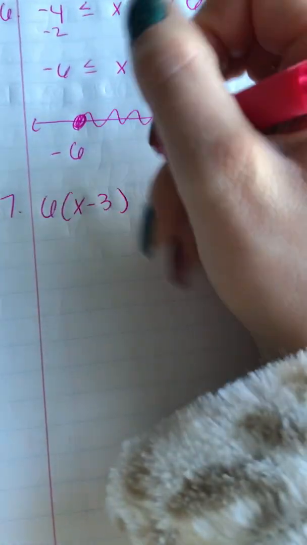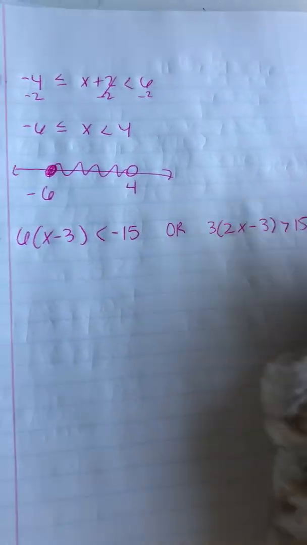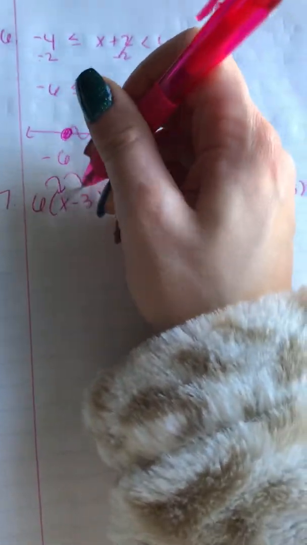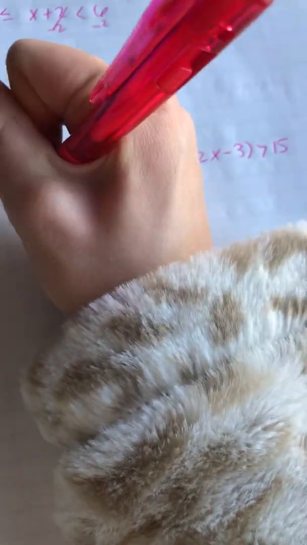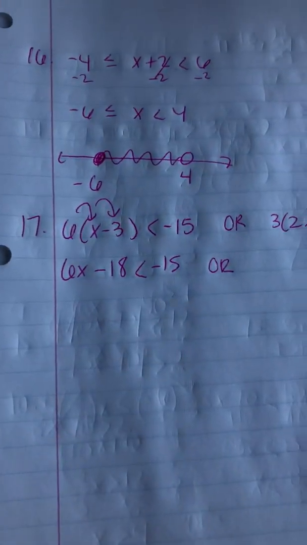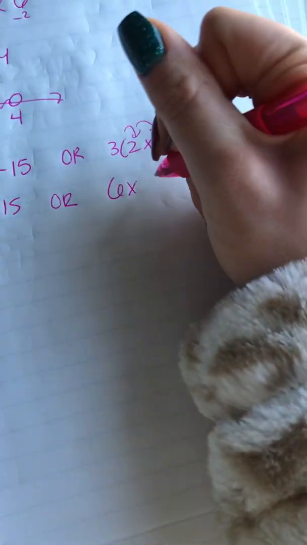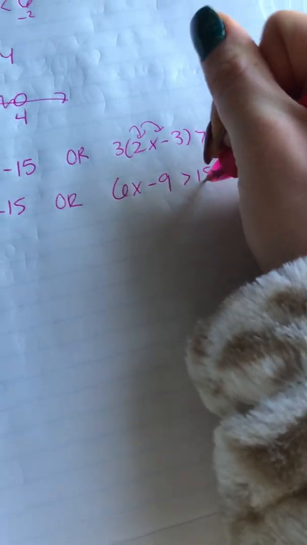Number 17, I have 6 times the quantity x minus 3 is less than negative 15, or 3 times the quantity 2x minus 3 is greater than 15. I'm going to look at the first one, and because that 6 is glued, I need to multiply or distribute. 6 times x is 6x. 6 times negative 3 is negative 18. Same thing on the other side, you have to distribute. 3 times 2x is 6x. 3 times negative 3 is negative 9. And that's greater than 15.